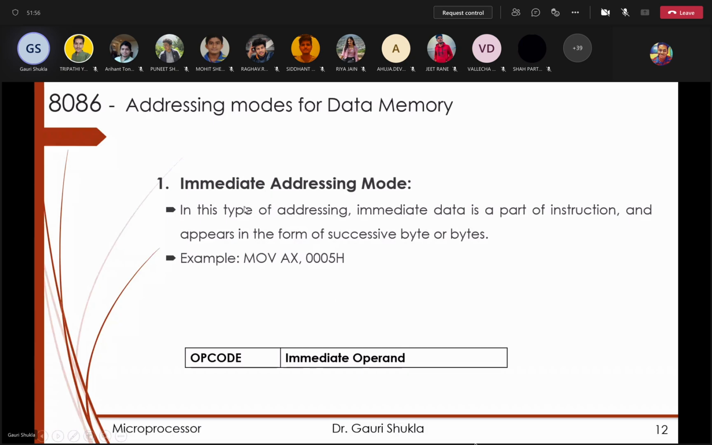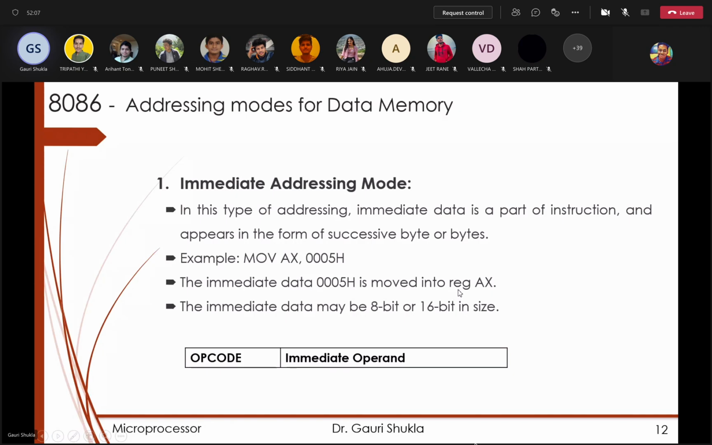So why is it immediate? Because in the instruction itself I have given the data. That is why it is immediate addressing mode. So immediate data is moved into the register AX. Data can be 8-bit or 16-bit. So I could have written MOV AL, 05H. The next instruction would be MOV AH, 00H. It will also do the same thing. At the end of execution of those two instructions, I will have 0005 in my AX.